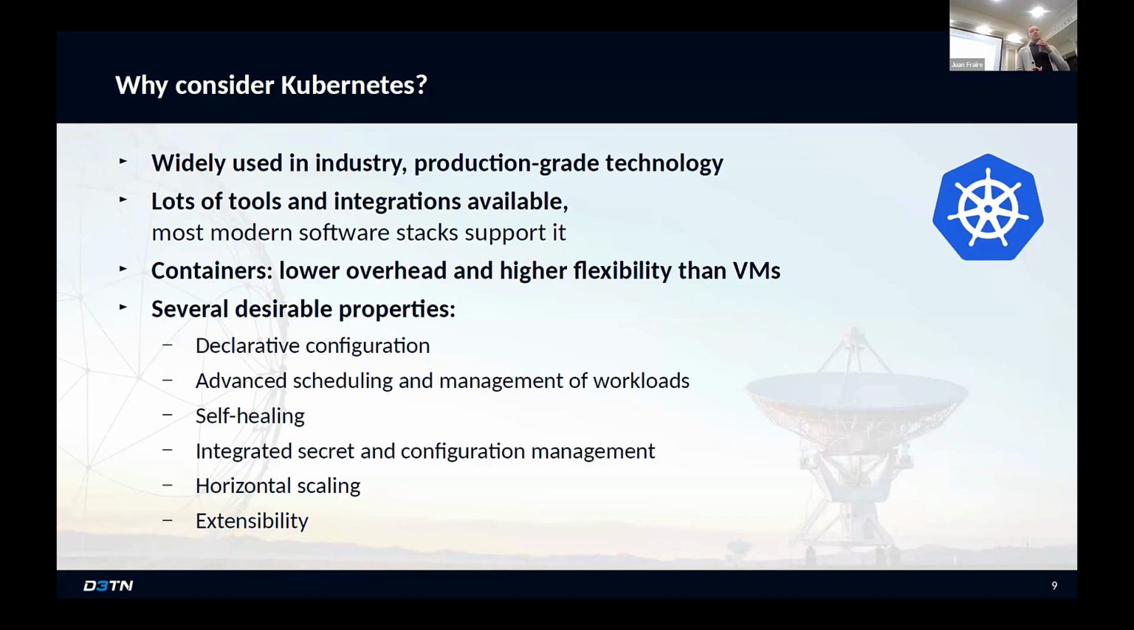Also, Kubernetes brings some, I would say, desirable properties with it, which is that you basically declare your infrastructure, that you have a declarative configuration of everything. And based on that, it performs quite advanced scheduling and management, and also supports shifting workloads. If anything breaks, it has self-healing properties, has integrated secret and configuration management, scales very well, is very extensible, and well, this last point of extensibility is also what we are basically leveraging in our dark soul project.